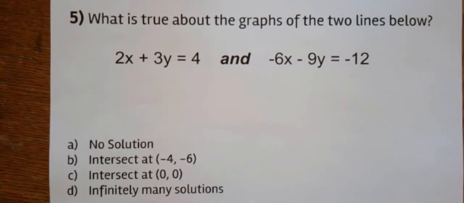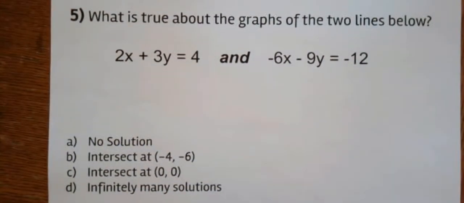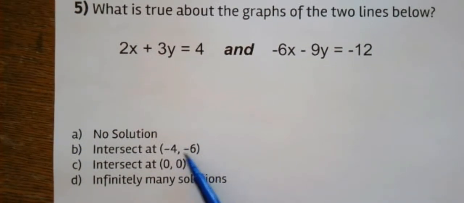On number 5, what is true about the graphs of the two lines below? Okay, so if we were to graph these two on a coordinate plane, are they going to have no solution? Are they going to intersect at this point? Are they going to intersect at the origin? Or are they going to have infinitely many solutions? So I have to solve the system.